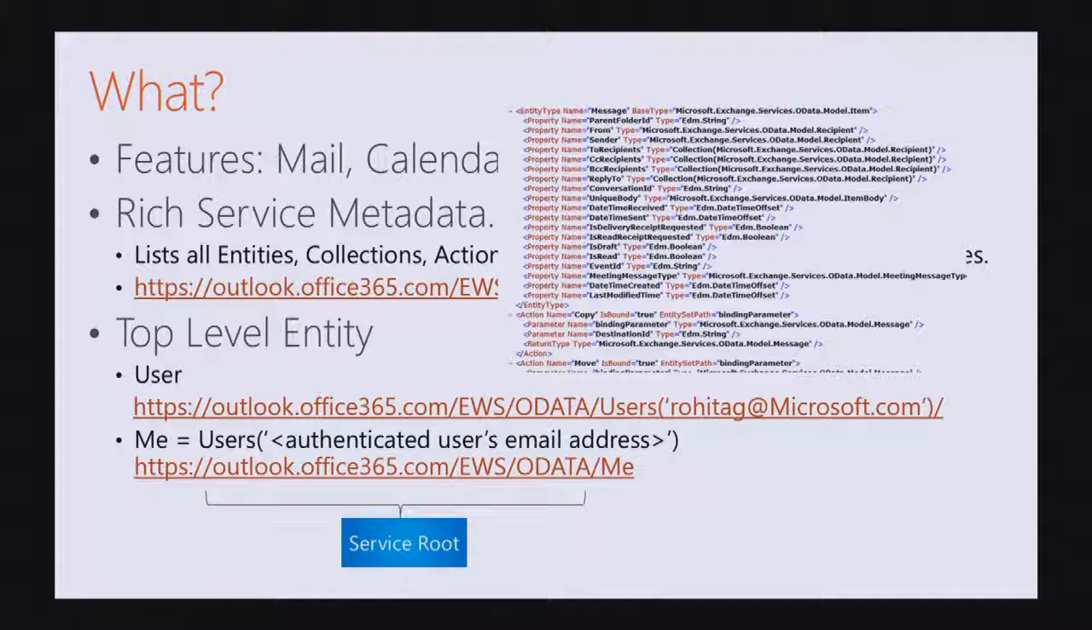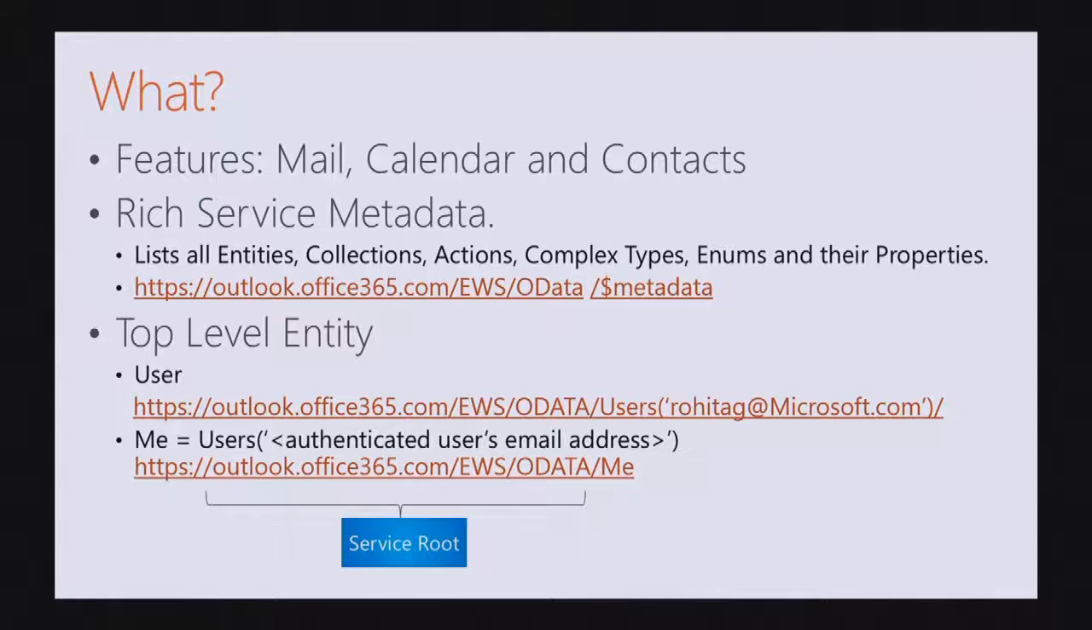So for example, here I have the message type, which shows you all the different properties message has. So similarly, all the different entities will be available with their properties and types. Once you've figured out what the service metadata looks like, you can not only browse it yourself, but you can also point tools to it so that you can generate proxy classes and stuff like that.